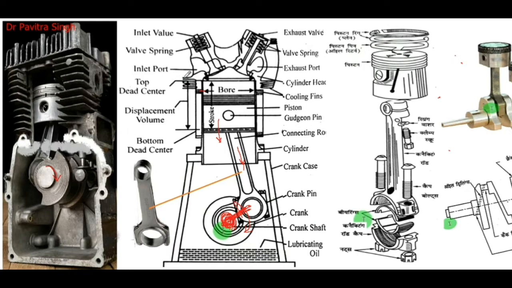Okay, so this is the top position, meaning the last position to move in the vertical upward direction of this piston, and this is the last position to go down in the vertically downward direction of this piston. So this is called bottom dead center and this is top dead center.